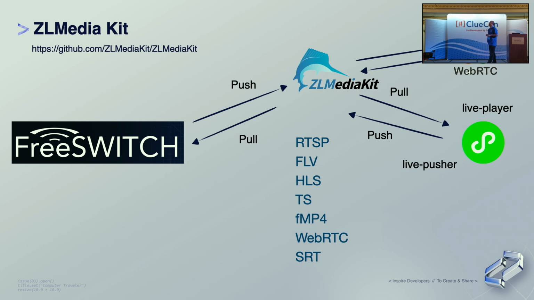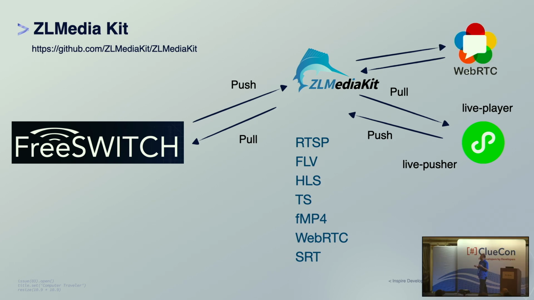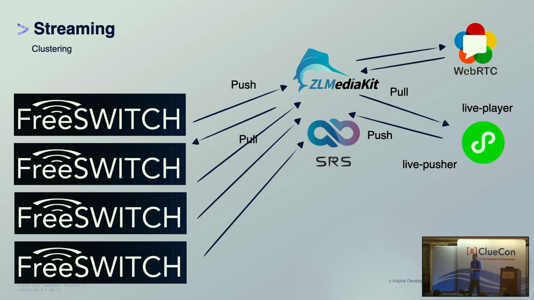Another project called ZLMediaKit is just like SRS. It supports a lot of protocols like RTSP, FLV, HLS, TS, FFmpeg, WebRTC, SRT, etc. So we push the video stream into the media kit, and every different client can see that. Another good thing is that we can make that scale. You can use different FreeSWITCH servers to push to one cluster, so everyone can see that.